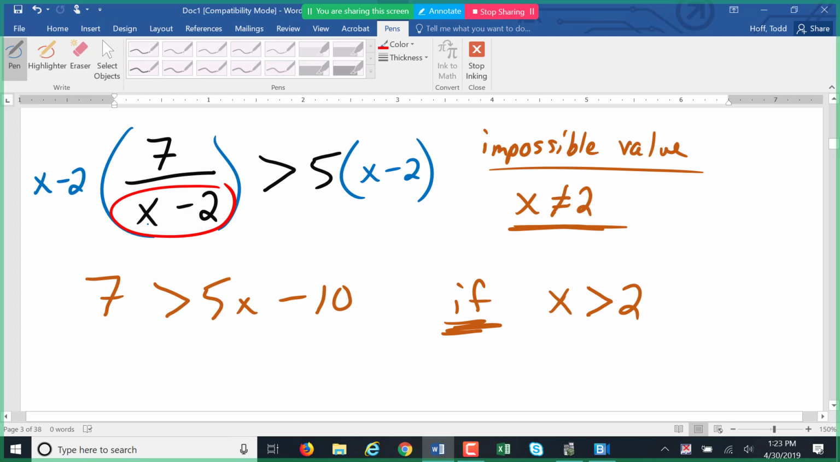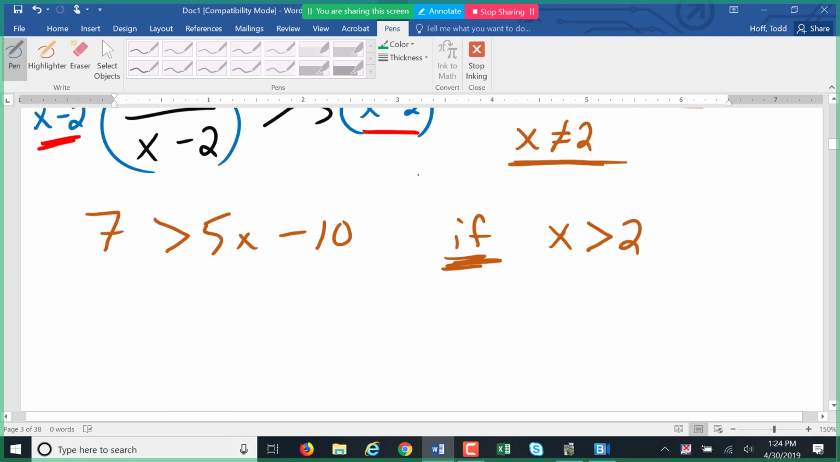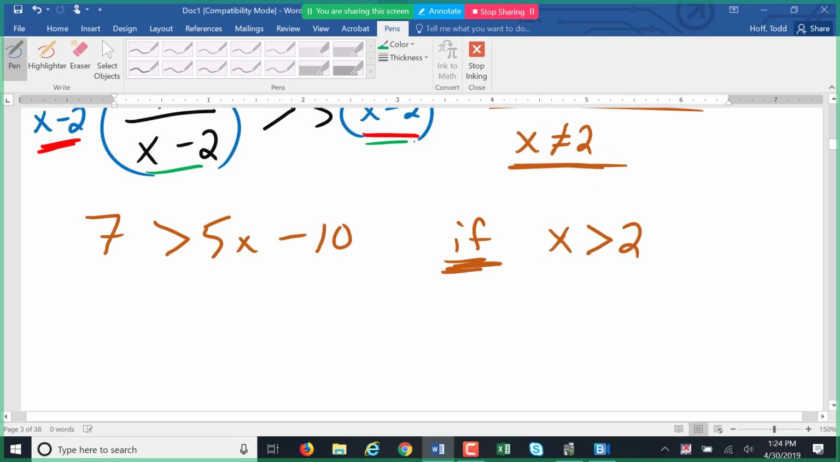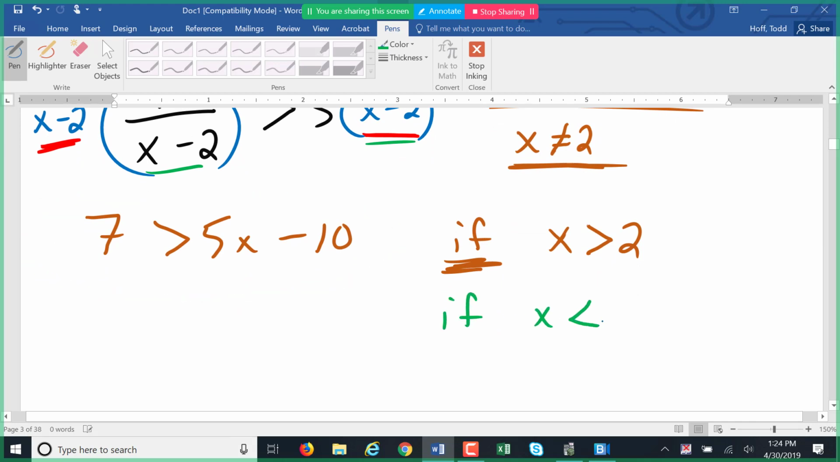it would. If x were 0, what would this denominator equal? -2. So if that were negative 2, what we just multiplied by would have been negative 2, right? And when we multiply an inequality by a negative, what do we have to do? Flip the sign, exactly. So if x is greater than 2, we multiplied by a positive here, that's our result. The other side is if x is less than 2, then 7 is less than 5x minus 10. So we have to explore both possibilities.